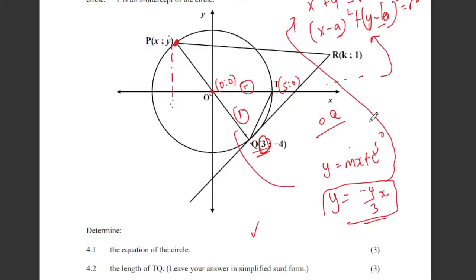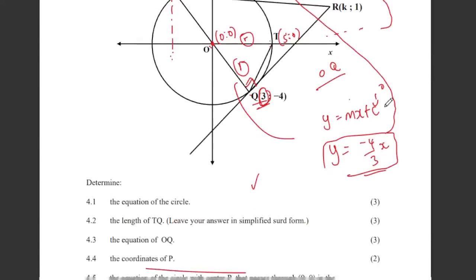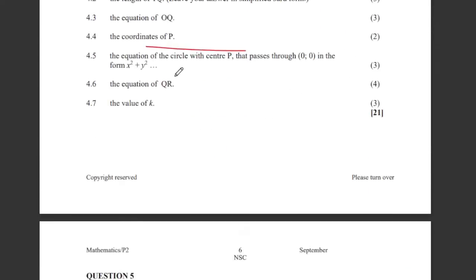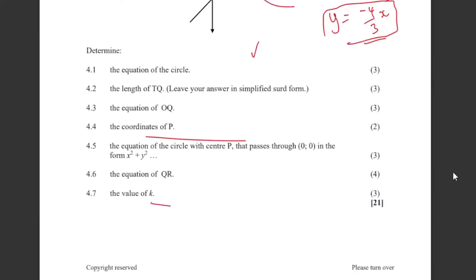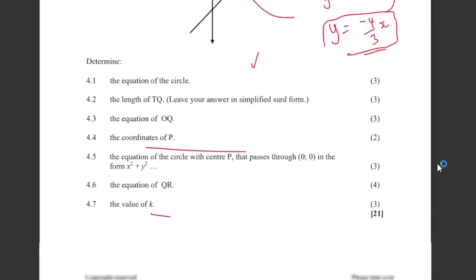Equation of QR: remember QR is a tangent. For tangents and lines from the center, they will be perpendicular. The tangent and the diameter will be perpendicular. So since you have the gradient of this, you can find the gradient of that. That equation will also be used to help you find K. All right, so that is to do with analytical geometry.